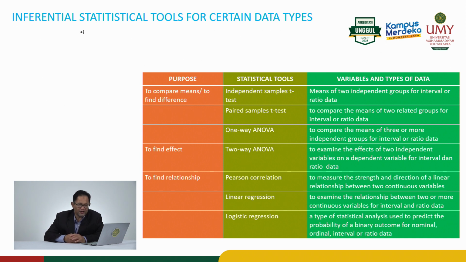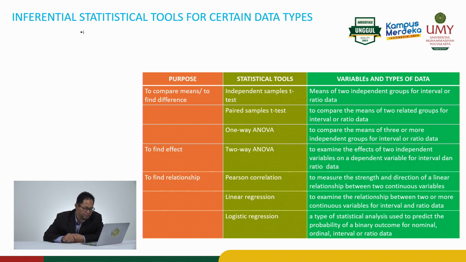And then if you would like to find out the relationship, what are the tools that you can use? The first one is Pearson correlation. It must assume that your data is continuous. It means that it must be linear and also normal. And usually the data is also supposed to be interval and ratio.